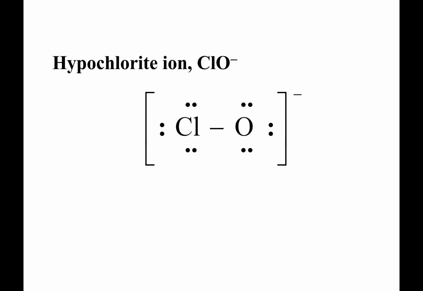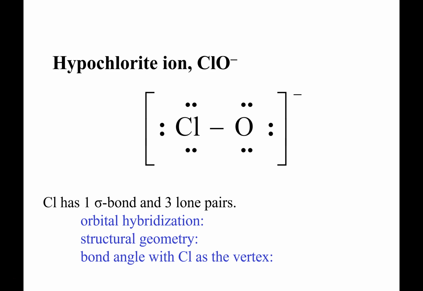Okay. What about this one? You can take either one, let's go with the chlorine. So what sort of orbital hybridization do we have? I'm liking sp3. Yep. Because we have 1 sigma bond and 3 lone pairs of electrons. So structural geometry, tetrahedral. Yep. And there is no bond angle. Not applicable.